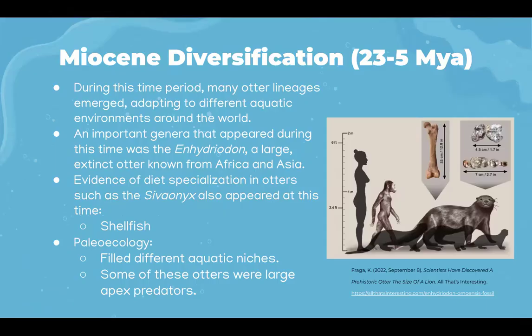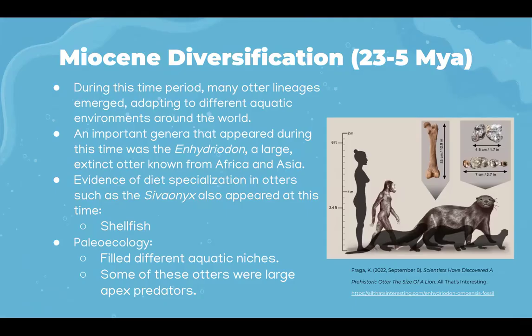During the Miocene, many otter lineages emerged, adapting to different aquatic environments around the world. An important genus that appeared during this time was Enhydriodon, which was a large extinct otter, possibly the size of a modern-day lion, from Africa and Asia.